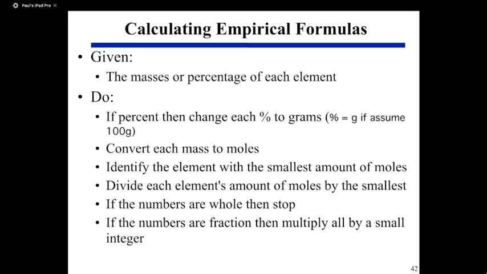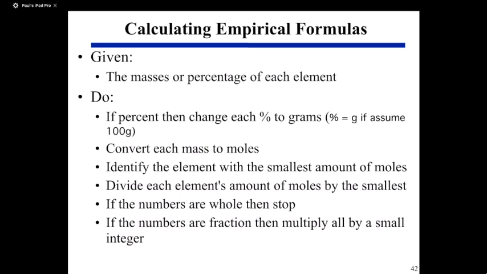And so, to calculate the empirical formula from experimental data, you have to be given either the masses of each of the elements, or the percentage of each element that is represented in the compound. So if the compound has 2 elements, you've got to know their masses, or you have to know their percentages. If there's 3, you have to know each one. Okay, this is what we do first.